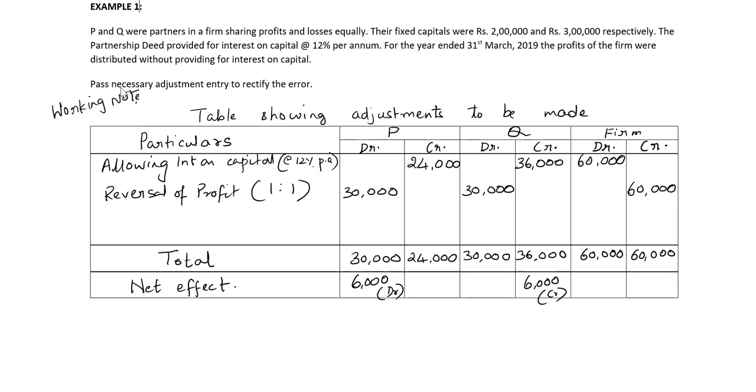So the solution will determine which capital method is being followed. It says here the fixed capitals were 2 lakh and rupees 3 lakh respectively. So the fixed capital method is being followed. So we will pass the adjustment journal entry through the partner's current account.